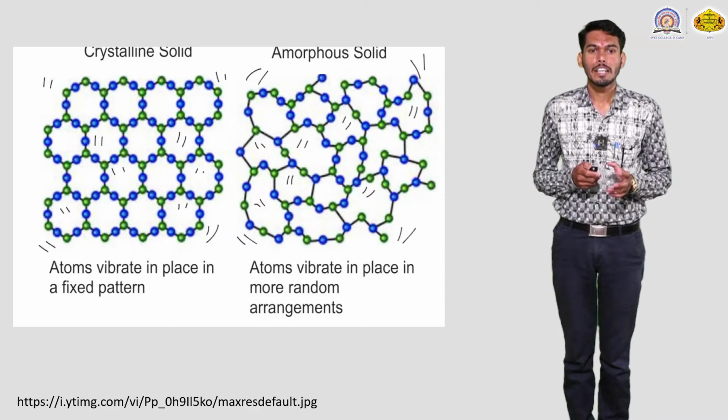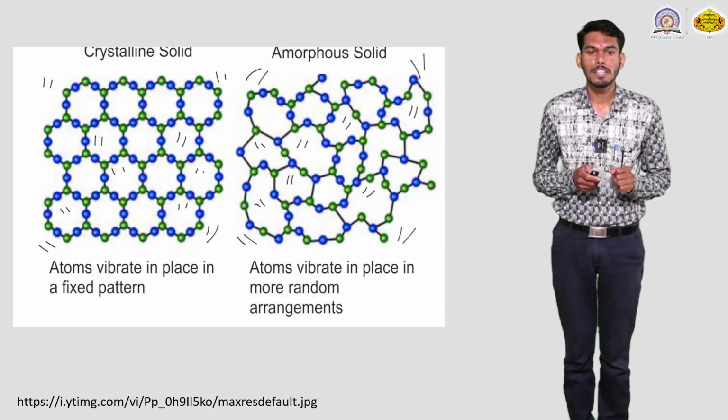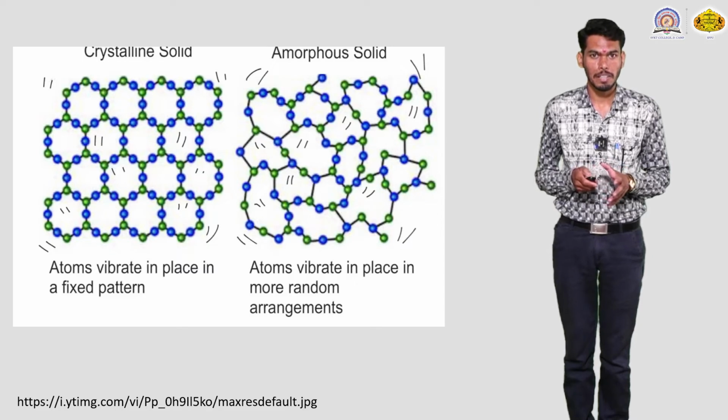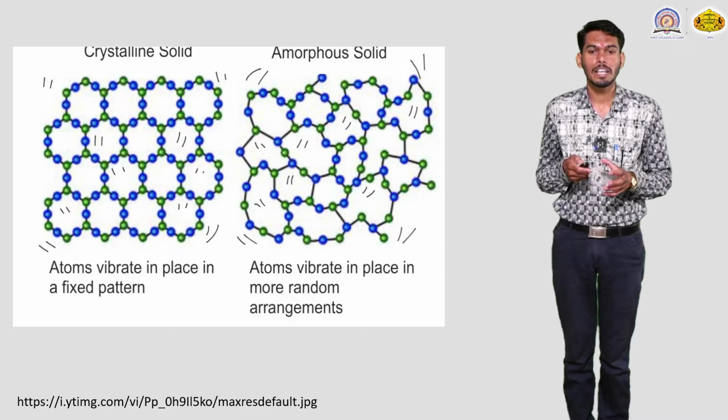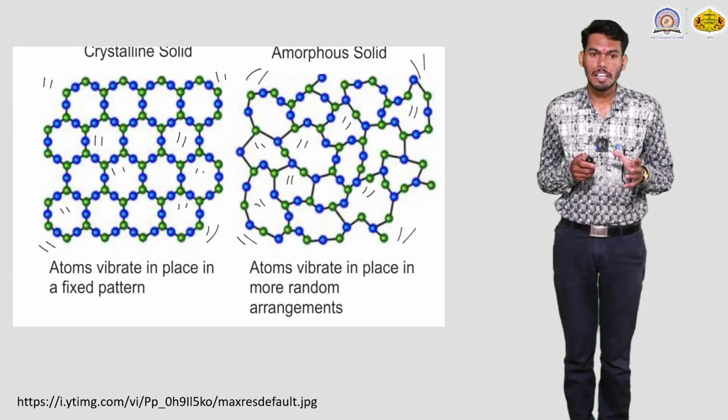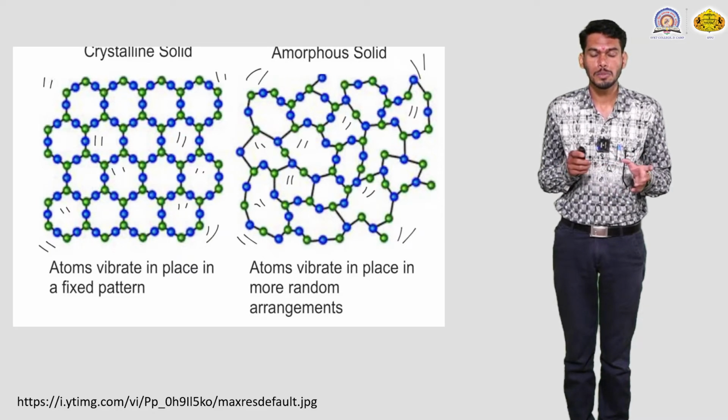In a crystalline solid, the atoms vibrate in a plane in a fixed pattern. In an amorphous solid, the atoms vibrate in a plane more randomly. Due to the difference in arrangement, they show different vibration patterns.